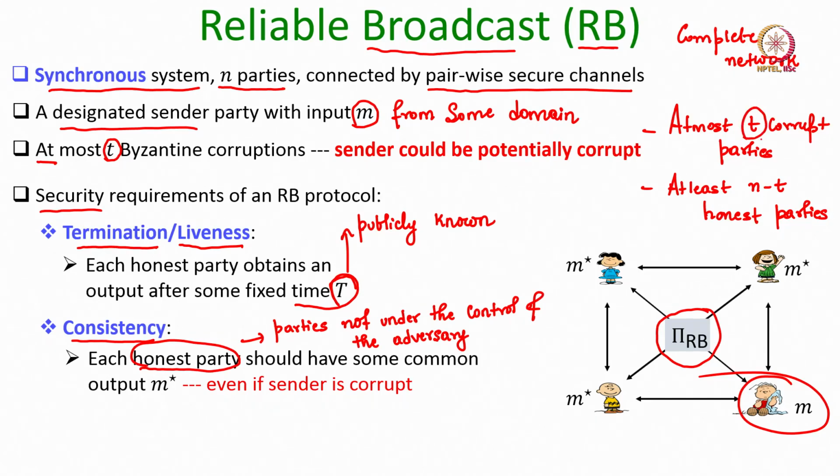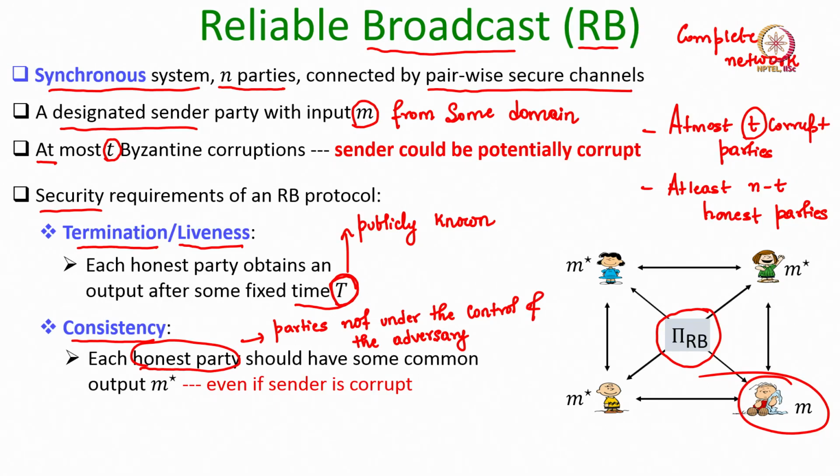So, the consistency requirement is that each honest party after time T should have a common output, call it m star, even if the sender is corrupt during the protocol execution. So, if during the protocol the sender is corrupt and is trying to send different versions of its message to different honest parties, still there should be interaction happening according to the protocol pi rb among the honest parties, which should ensure that after interaction everyone is on the same page and has a common output m star.